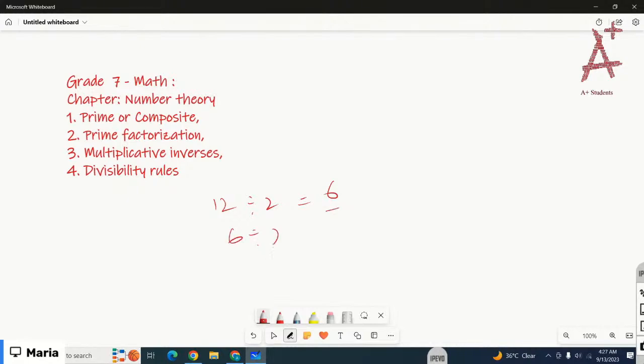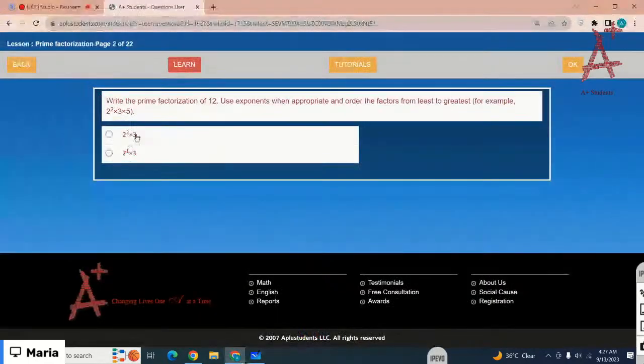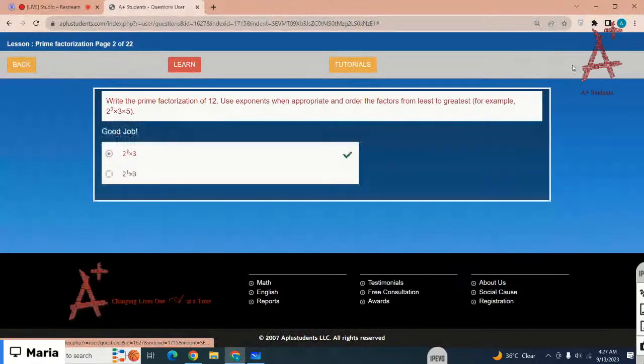Now divide this 6 by again the smallest prime number, that is 2. 2 times 3 is 6. Now divide this 3 by the smallest prime number, that is 3, right? So that means the prime factors are 3 times 2 times 2. And you can write this 2 times 2 as 2 exponent 2. So the correct option is 3 times 2 exponent 2. Option number 1 is the correct option.